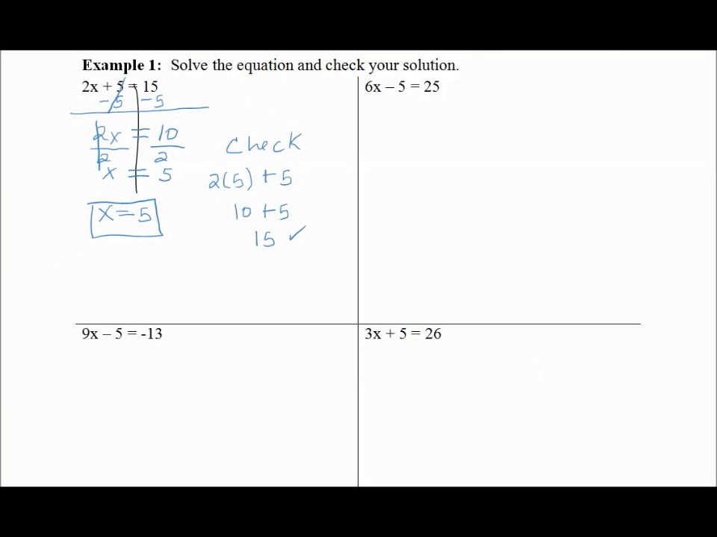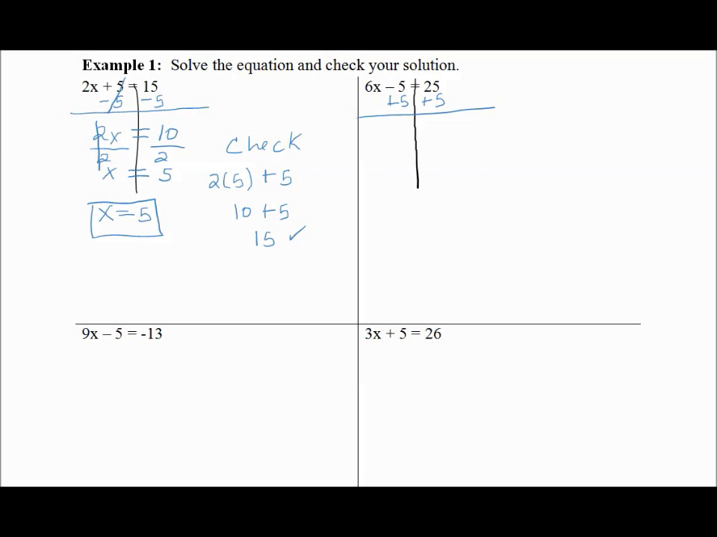Let's look at the next one. This time I have 6x minus 5 equals 25. Start off the same way. I'm going to divide my equation into 2 separate parts. Remember, my goal is to isolate the variable, so that means I need to get rid of this 6 and I need to get rid of the 5. So once again, I focus on the minus 5. In a problem like this, I'm always going to do the addition subtraction part first. So since this says minus 5, I want to do the opposite and plus 5.